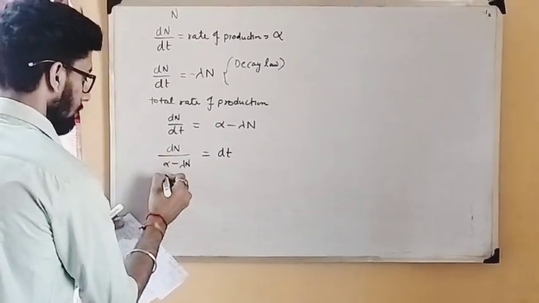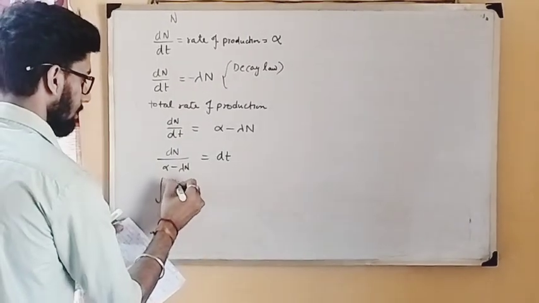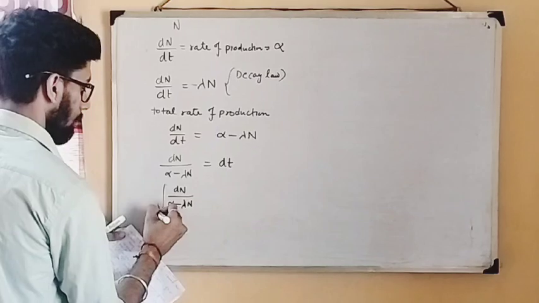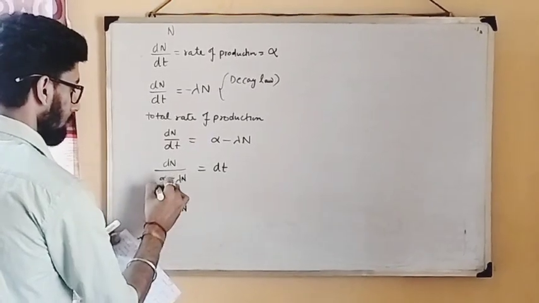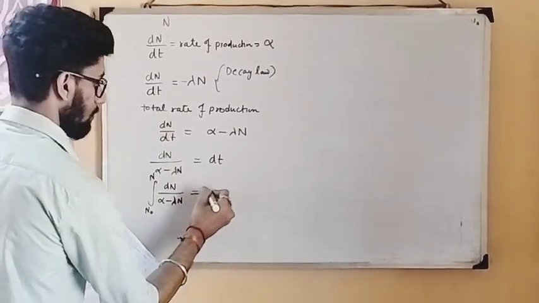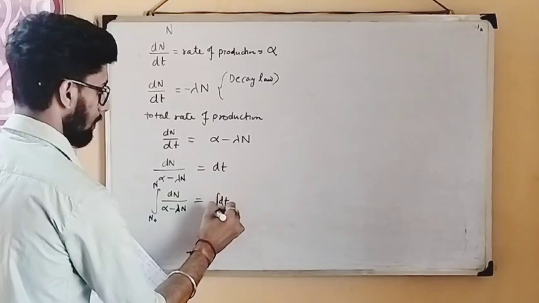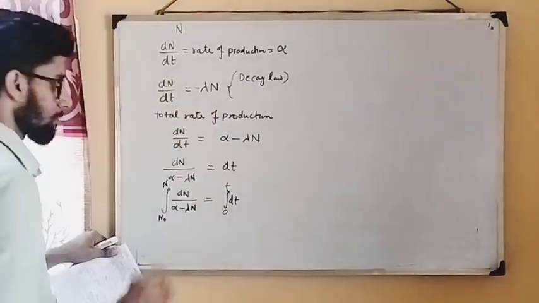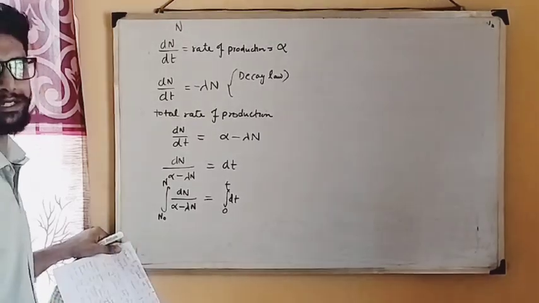That means here, integrating both sides, dn upon alpha minus lambda n from n naught to some element n is equal to integration dt from time 0 to t. Now, how are we going to integrate it? By using the variable separable method.